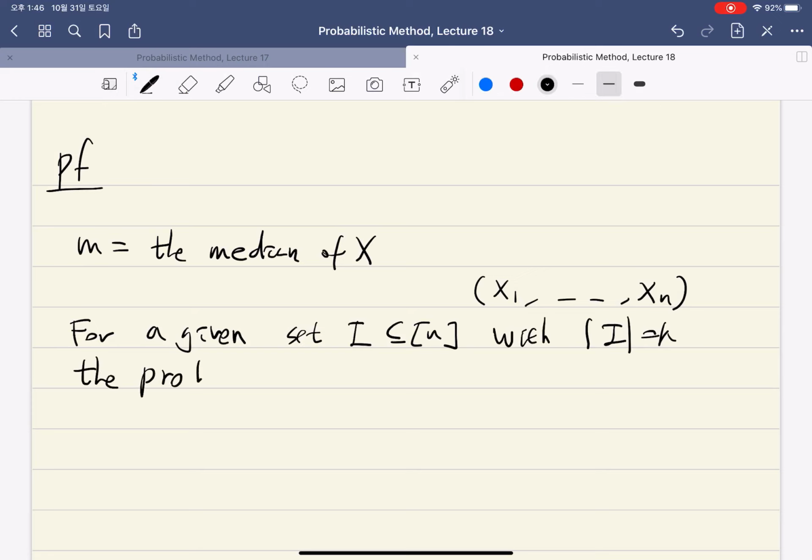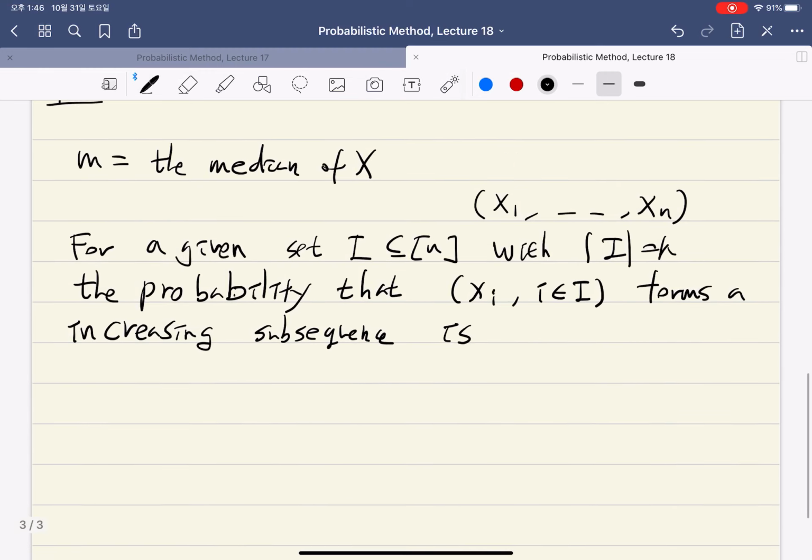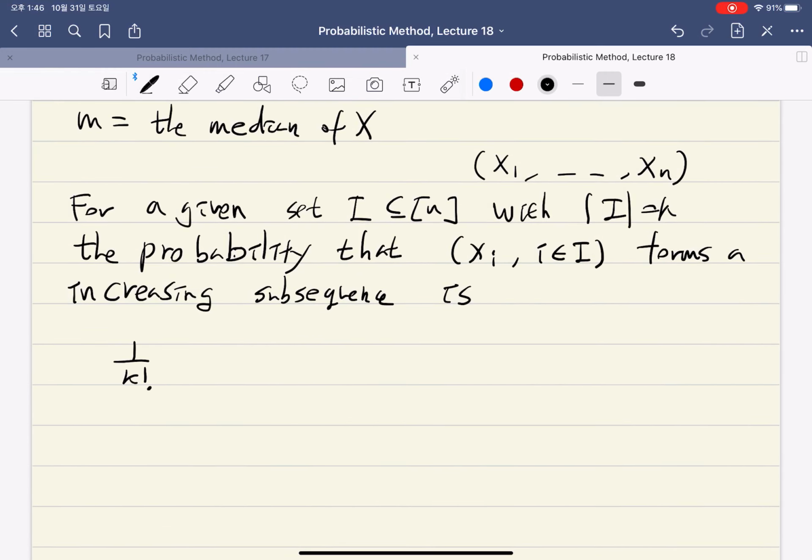We can actually compute the probability that this number corresponding to I from the increasing subsequence. We know that this is 1 over k factorial. Let's consider this simpler form, which is slightly larger.